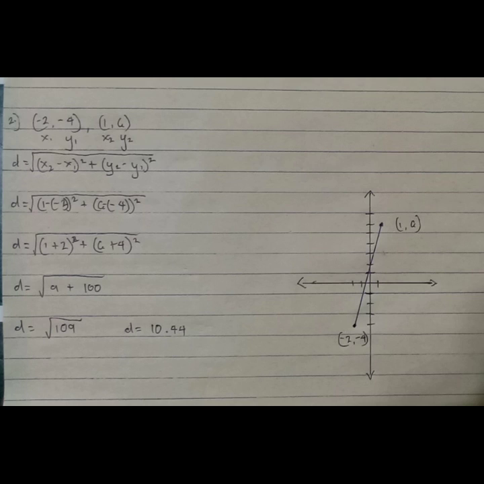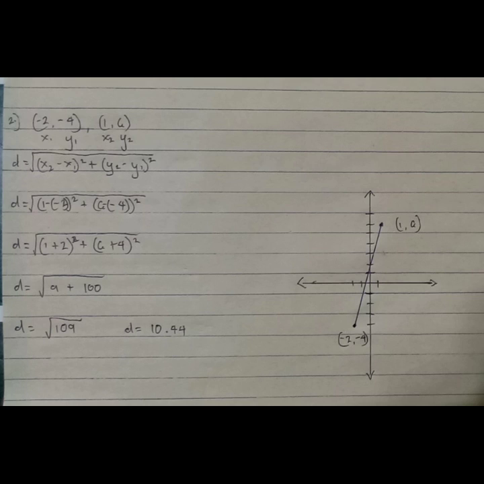So number 2 we have (-2, -4) and (1, 6). So (-2, -4) is x sub 1 and y sub 1. The other point is x sub 2 and y sub 2. So we have the formula d is equal to the square root of (x sub 2 minus x sub 1) squared plus (y sub 2 minus y sub 1) squared.